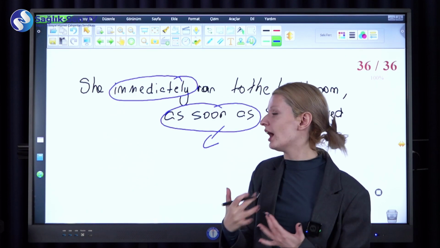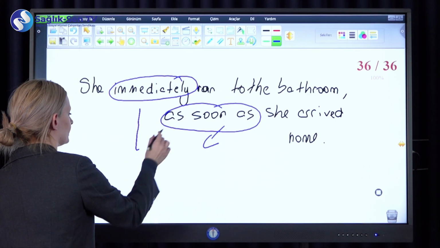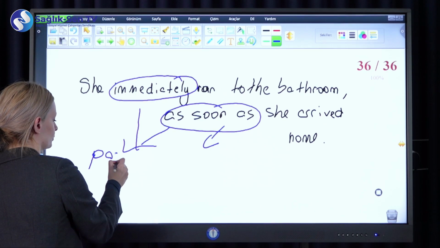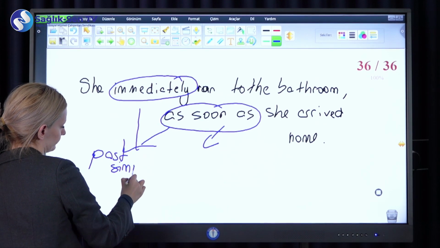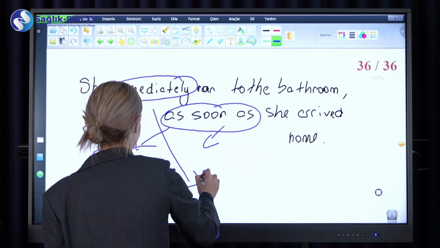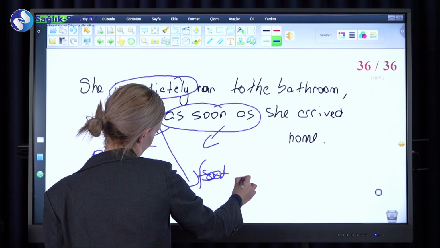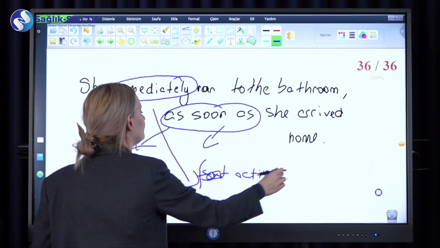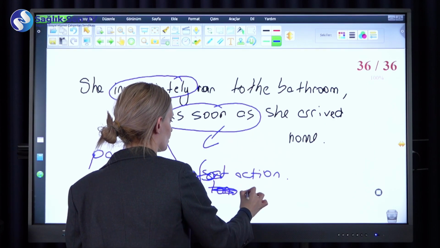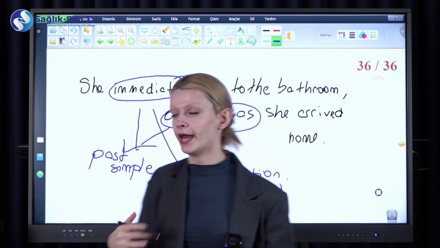And they are happening very fast. So, because of their meaning, we can understand that when they are in the sentence, we can only use past simple, because they mean a fast action, and a long action can't be fast, so it needs to be a short action in order to be a fast one.